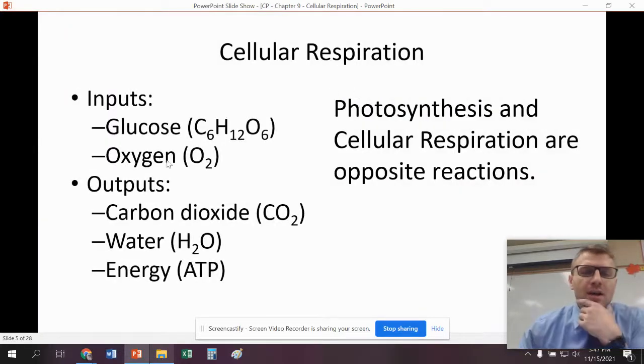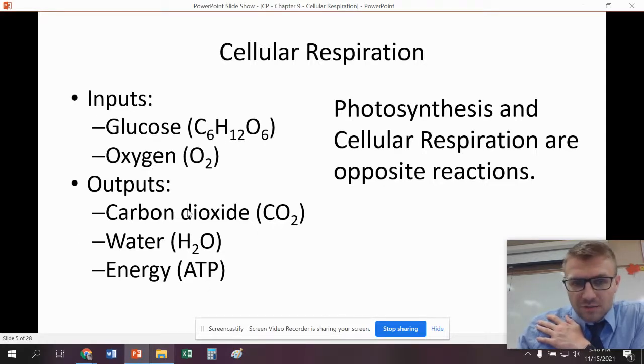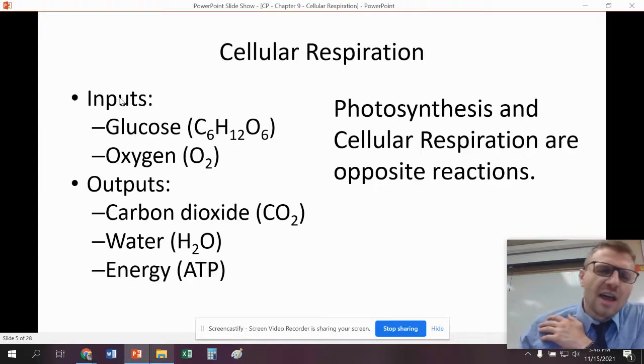Now, if you see here, our inputs and our outputs are very similar to photosynthesis. Our inputs, glucose and oxygen. If you remember, these were our outputs of photosynthesis. Our outputs of cellular respiration, carbon dioxide, water, and energy. These were our inputs for photosynthesis. So these two reactions are opposite reactions, or reversed reactions, kind of. What goes into one comes out the other, and vice versa.